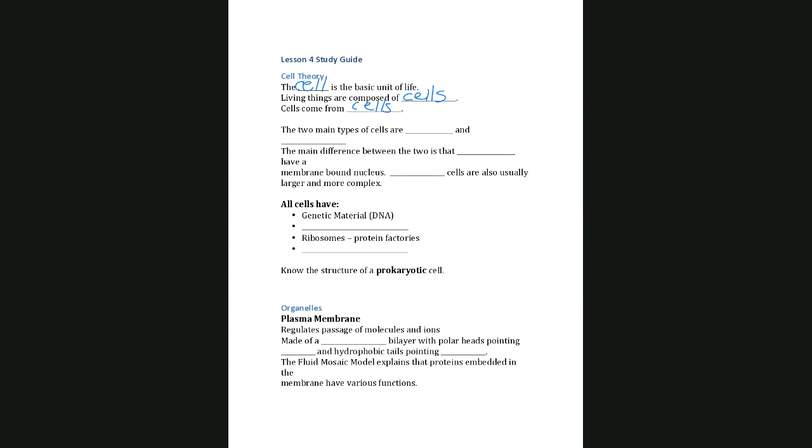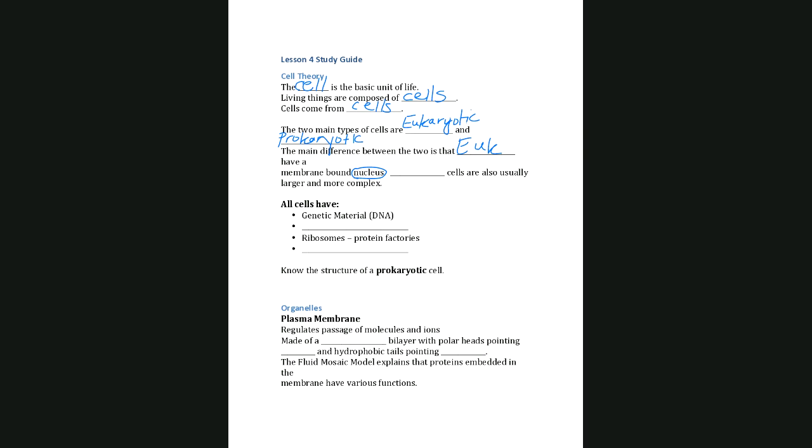Now, there are two basic types of cells, eukaryotic and prokaryotic. It's hard for me to write in a small space, but I'm going to do my best. Okay, eukaryotic cells and prokaryotic cells. The main difference between those two is simply that the eukaryotic cell has a nucleus. The nucleus in this case is considered an organelle because it has its own membrane that separates what's inside that organelle from the rest of the cell.